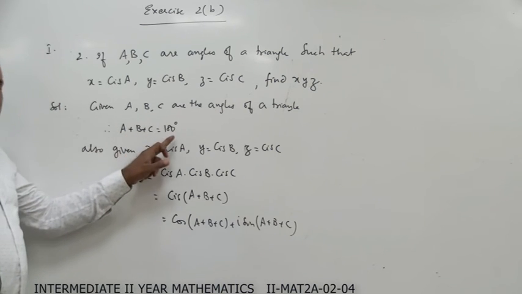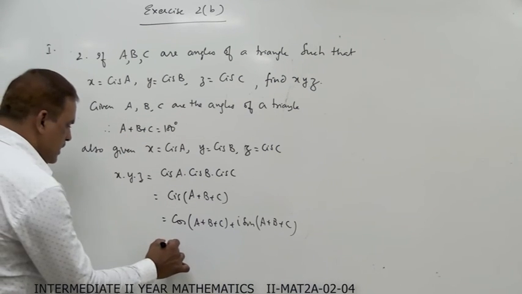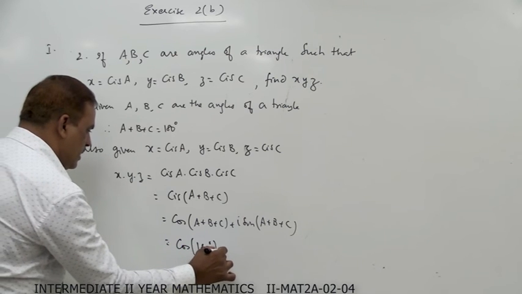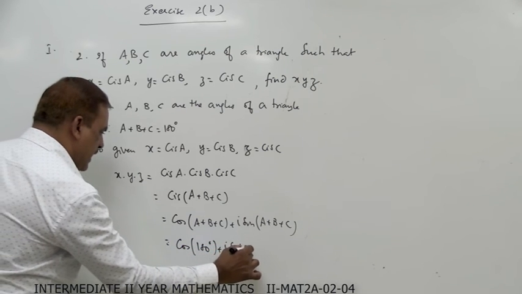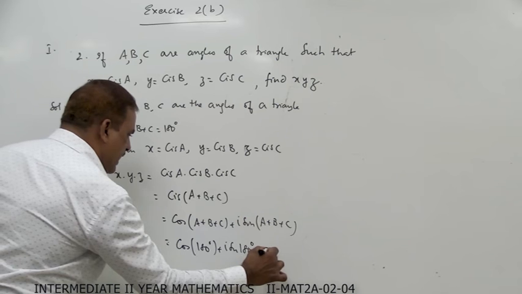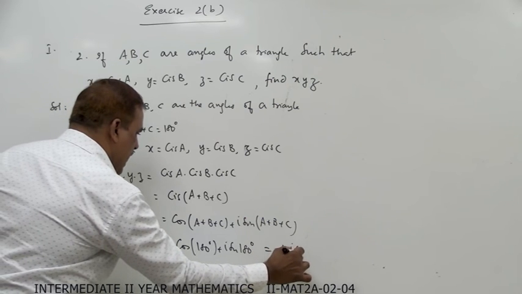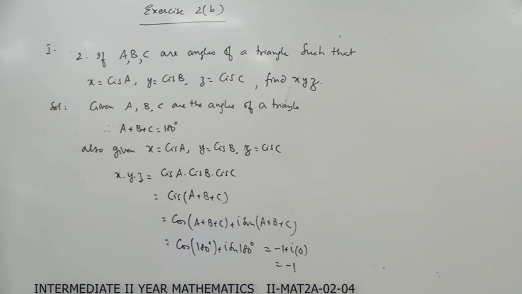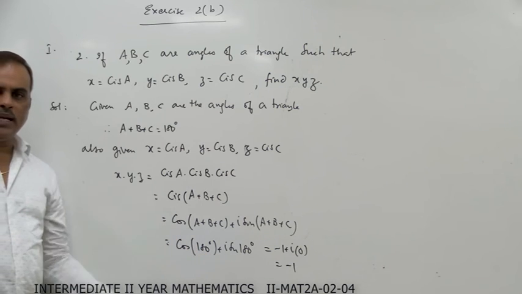A plus B plus C is 180 degrees. This is equal to cos 180 degrees plus I sine 180 degrees. Cos 180 is minus 1 plus I into sine 180 is 0. The value is equal to minus 1. X, y, z is equal to minus 1.